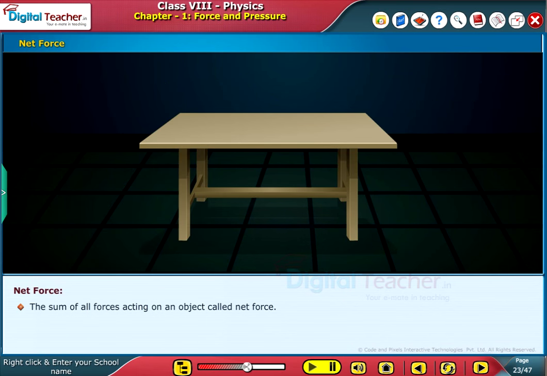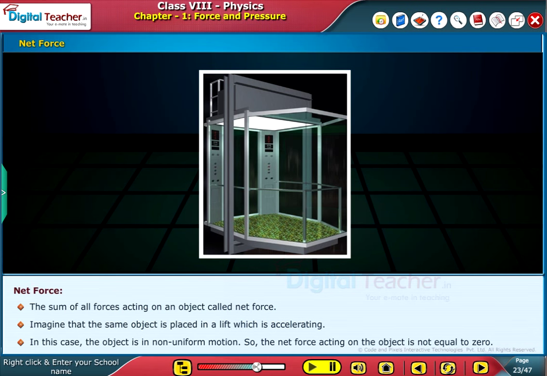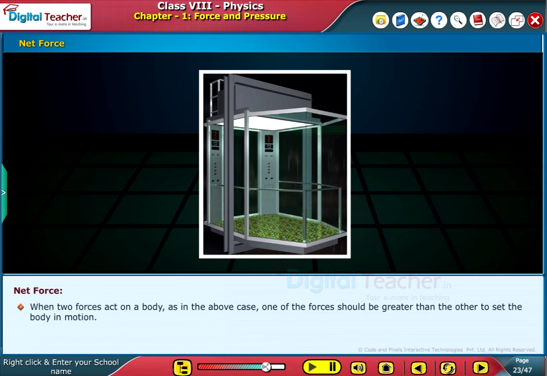The sum of all forces acting on an object is called the net force. Imagine that the same object is placed in a lift which is accelerating. In this case, the object is in non-uniform motion. So, the net force acting on the object is not equal to zero. When two forces act on a body, as in the above case, one of the forces should be greater than the other to set the body in motion.